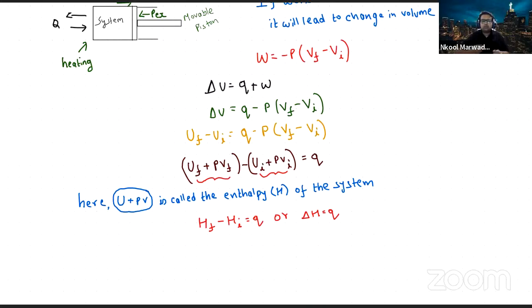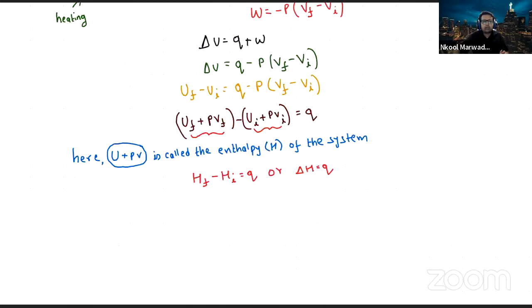Now what we can do, once again, is get back to the first mathematical definition of the first law of thermodynamics.